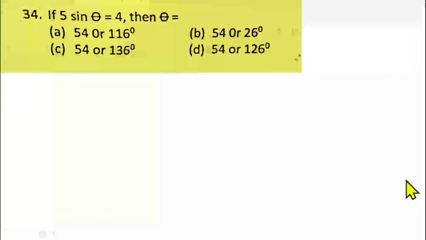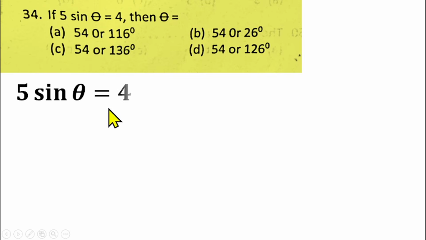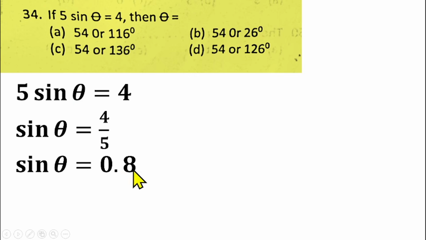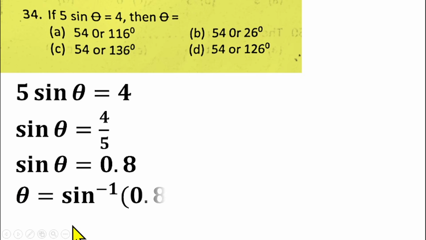Question number 34 is from trigonometric ratio as well. If 5 sine theta is equal to 4, we have to get the value of angle theta. What can we do? You can divide both sides by 5. That makes sine theta equal to 4 over 5. Change this to a decimal number. That gives us sine theta equals 0.8. We can find the sine inverse of 0.8. That gives us the value of theta. So theta will be 53 degrees.